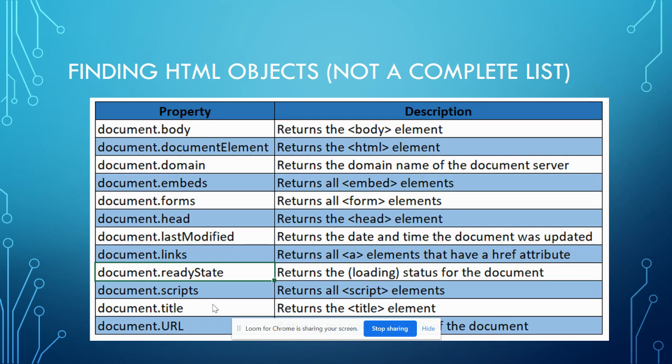So more ways to find the HTML objects. Okay, so this is going to get you the body. This is going to return the HTML element, the domain of the document server, all the embed elements, all the form elements, all the head elements, and lastModified, which returns the date and time of the object that the document was last modified. All the A elements, or the elements that have a href, the links. readyState returns what the loading status of the document is. Then it returns all the script elements, the title, and then the URL.